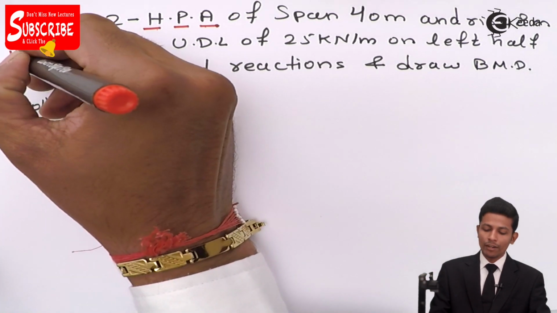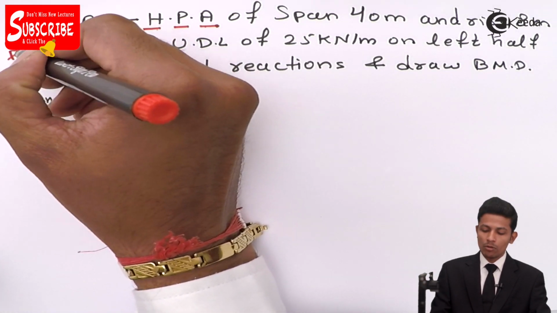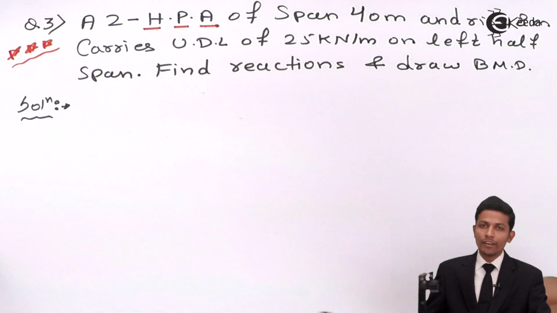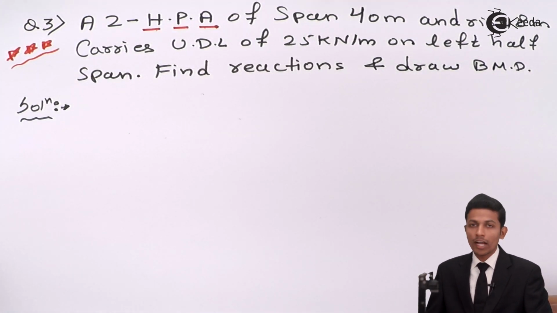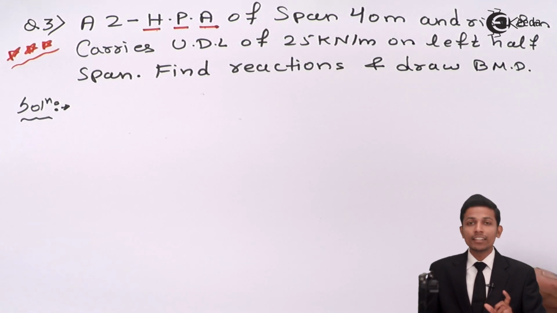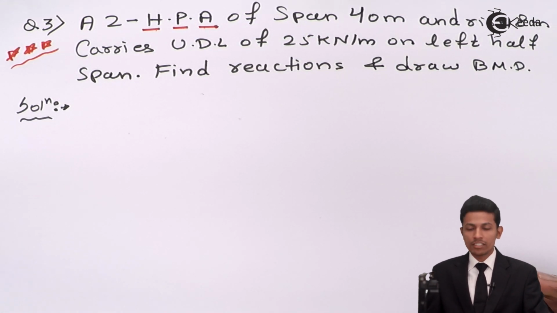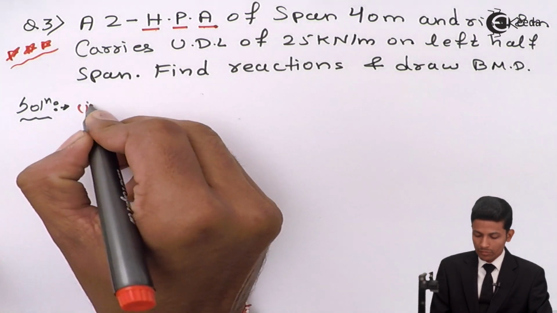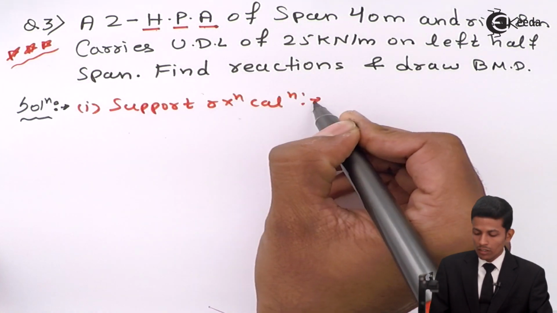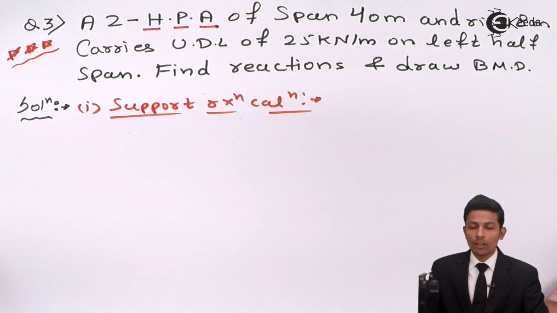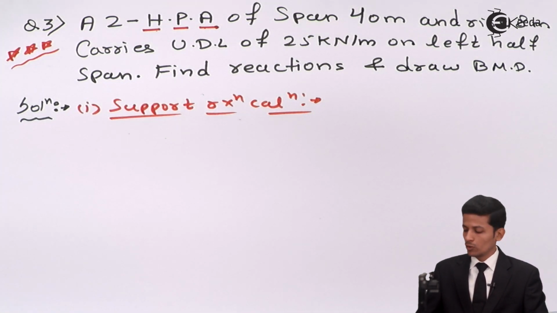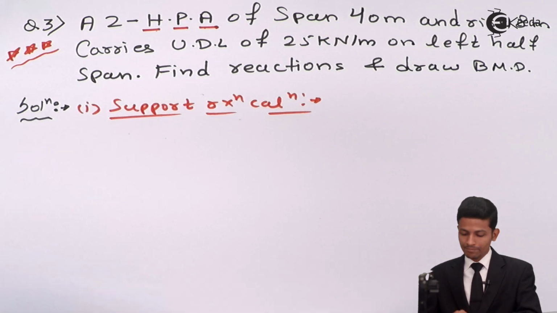This is a very important question. These types of problems come in the exam for 10 to 12 marks. So let's see how you will get the 10 marks. In this subject you will get step by step marks. So let's start with step 1, support reaction calculation. To find the support reactions, first we have to draw the diagram. So now let's start drawing the diagram.